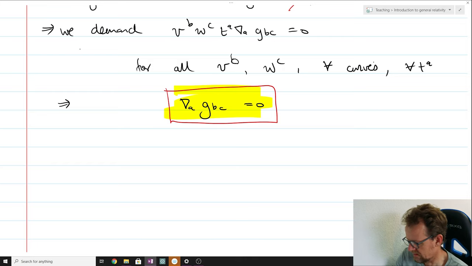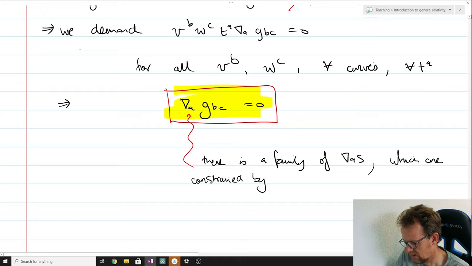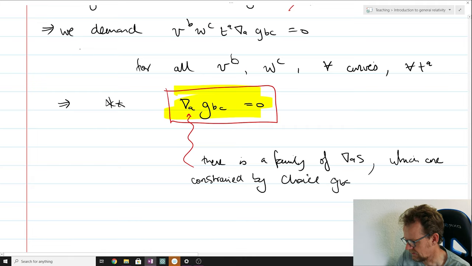The choice of derivative operator, you've got to think that the derivative operator here, ∇_A, there's a family of ∇_A's which are constrained by this choice of a metric g_BC. So even though there's an infinite number of derivative operators you can associate to a manifold M, not every one is going to be allowed because they might end up not obeying this ∇_A g_BC condition, or equation star star.